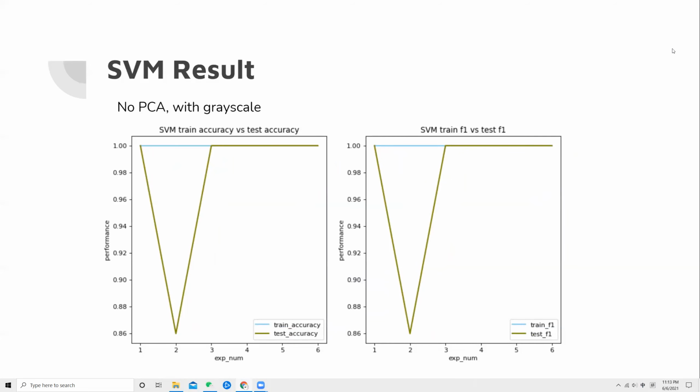And lastly, just to explore the boundary of SVM, I also tried with the grayscale data. It is still performing quite well, achieving 100% on almost all of the experiments except for experiment 2.